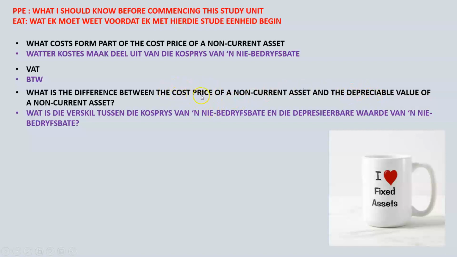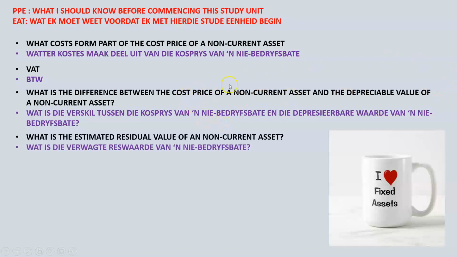If I expect that I will receive something for that asset I'm going to use at the end of the estimated lifetime of that asset, i.e. the estimated residual value of the asset, then I'm not going to depreciate that. It's not going to be a cost factor in my books because I'm going to recover that amount of money at the end of the lifetime of the asset. So the depreciable value of the asset is going to be the cost price of the asset less the estimated residual value of the non-current asset.